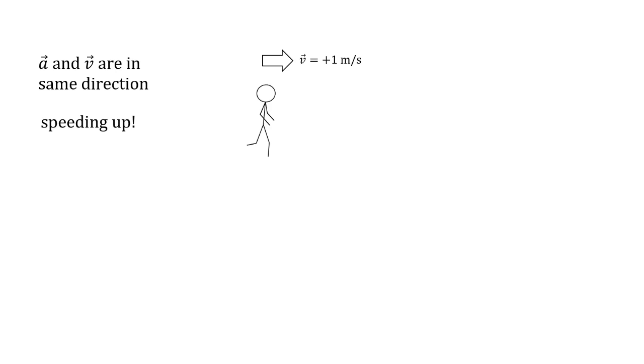Let's say a person is running, and her acceleration and velocity are in the same direction. Should she be speeding up or slowing down? The rule says if A and V are in the same direction, she'll be speeding up. So maybe she's moving to the right at 1 meter per second. And we are going to give her a rightward push, a rightward acceleration. So a little bit later, she'll be going faster, maybe at 6 meters per second.